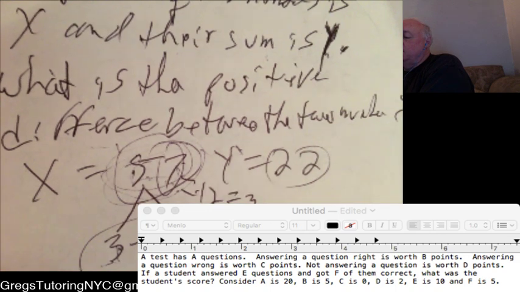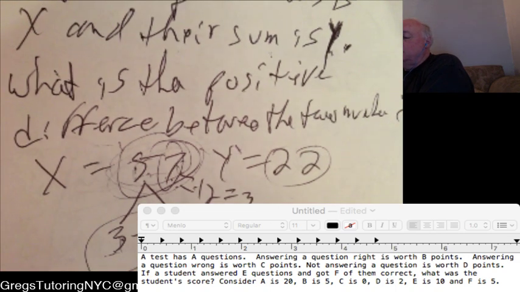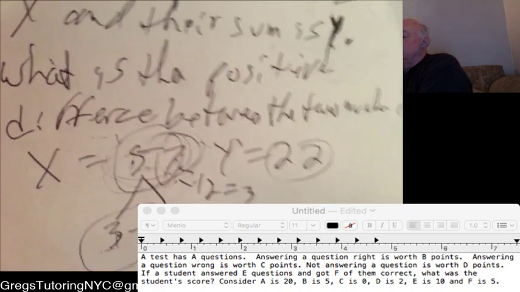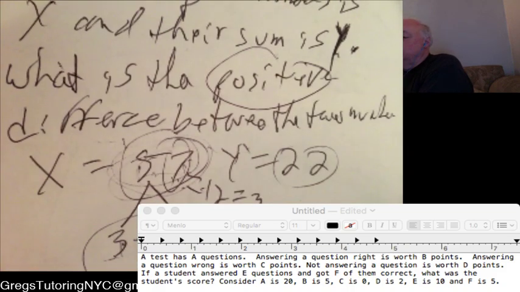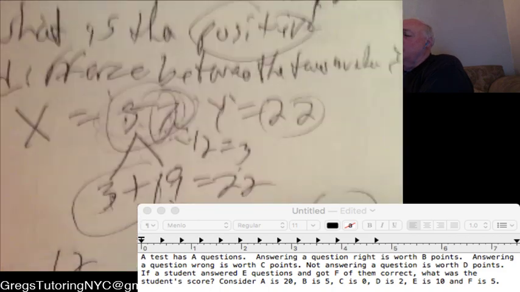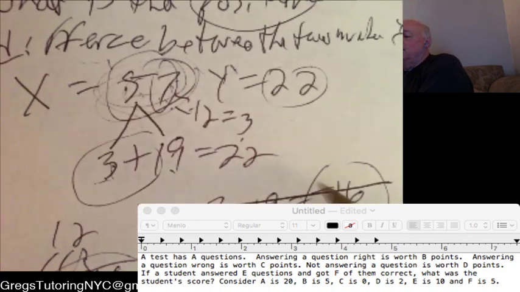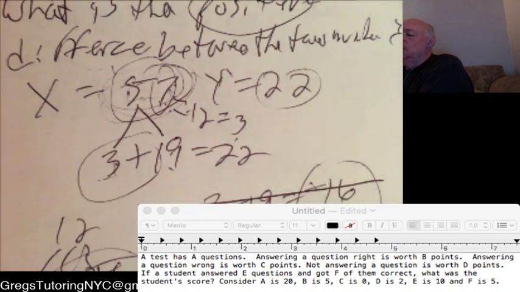Or we have 19 minus 3, and that's equal to plus 16. So it's asked for the positive difference. So we're not doing this one. Sorry, that's off the screen. We're not going to consider that one. We're going to consider this one. So we get 16.